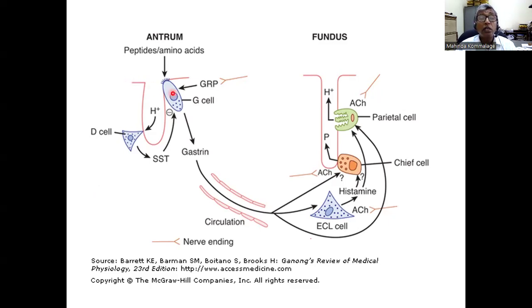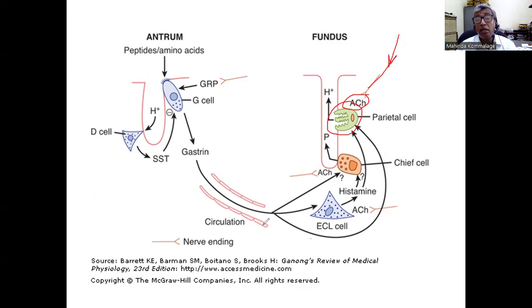Right. So this is the parietal cell that I mentioned, which will secrete H plus, or secrete HCl, right? As I mentioned earlier, acetylcholine coming through the vagus nerve, this is the vagus nerve, can stimulate it.